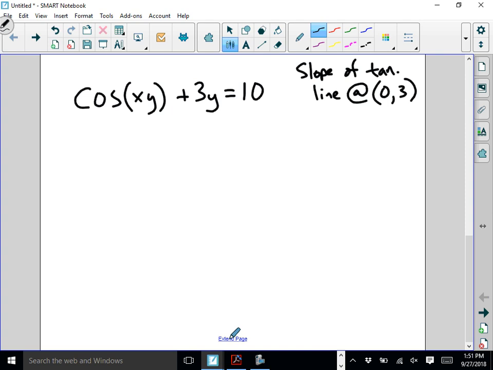Here's what we get. We need to do the derivative of the outside with respect to the inside. Notice I did not do the derivative of the inside, because that's not what we do in the chain rule. Now I need to multiply by the derivative of the inside. Well, the derivative of the inside is going to require the product rule.